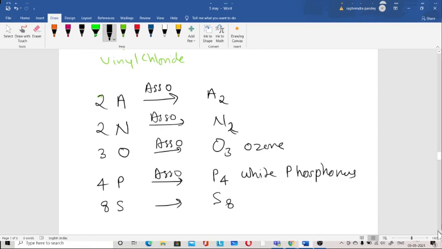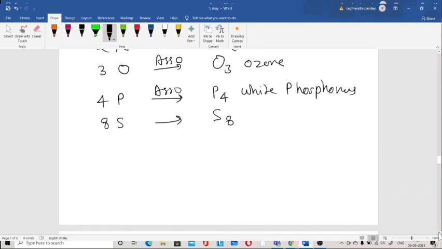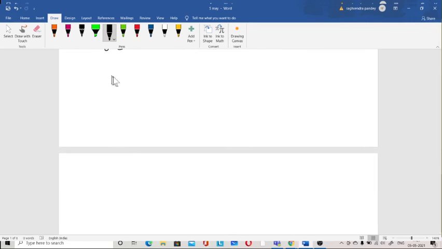Okay, now suppose I write this equation: 2A is giving A2, and it is called dimerization.